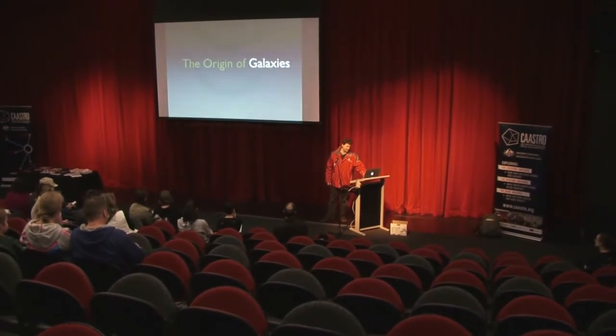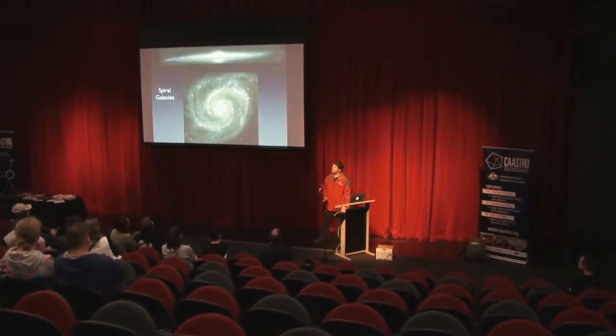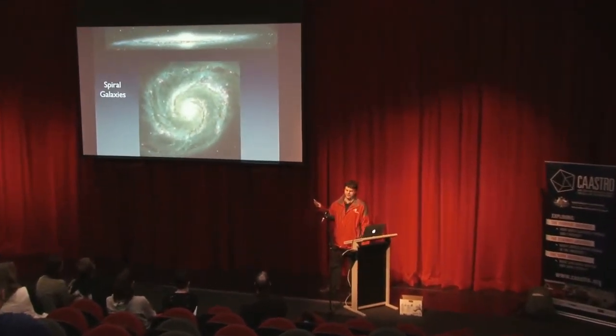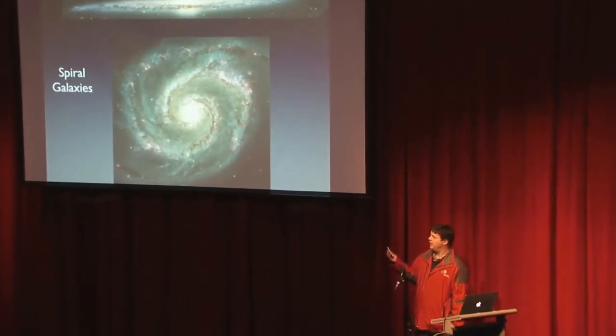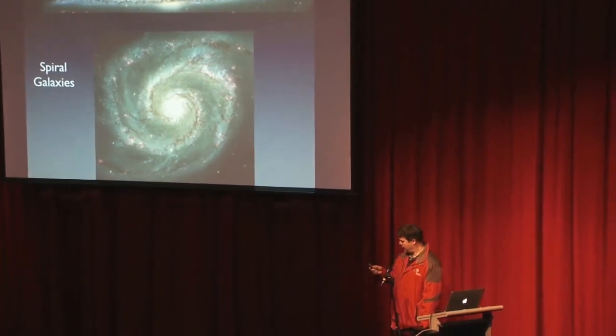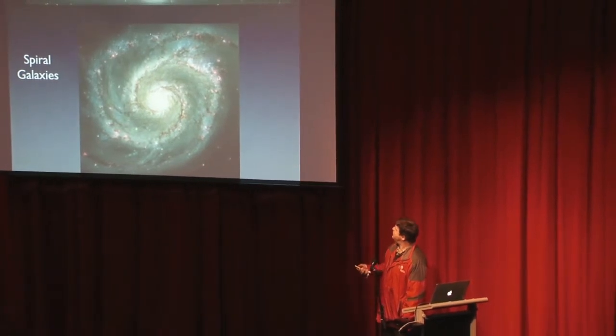So I hope most of the people in the audience have a vague idea that a galaxy is something that looks something like this. This is a spiral galaxy. We live in a spiral galaxy. It's called the Milky Way, and it's a vast conglomeration of stars. And you see why it's called a spiral galaxy? It's got a nice little spiral wave of stars coming out from the centre.